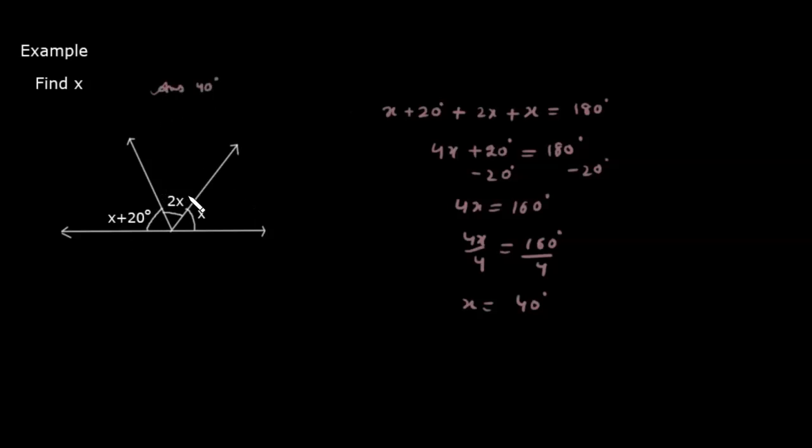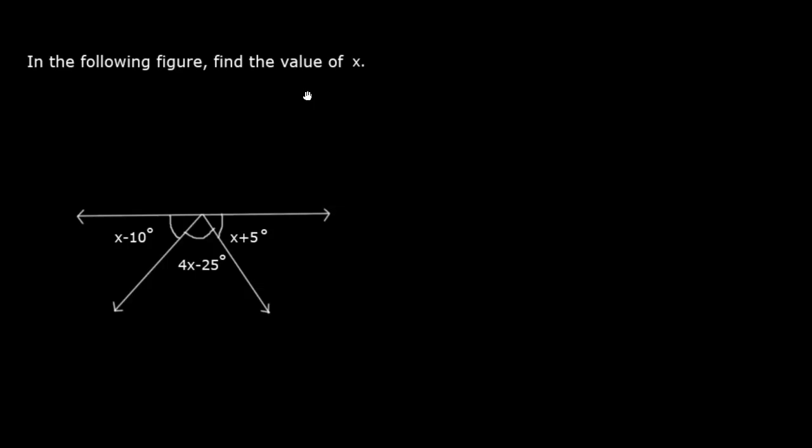Now in case we want to find these angles, then we can replace this x by 40 degrees. This is 60 degrees. 2 times 40 is 80 degrees and this is 40 degrees. And we can see that 60 plus 40 plus 80 is 180 degrees. One more example. Find the value of x. Now here also this is a straight line. So the sum of these 3 angles is also 180 degrees.